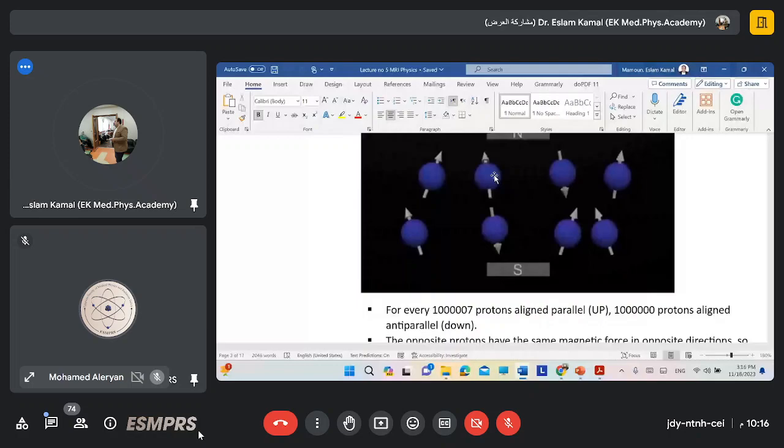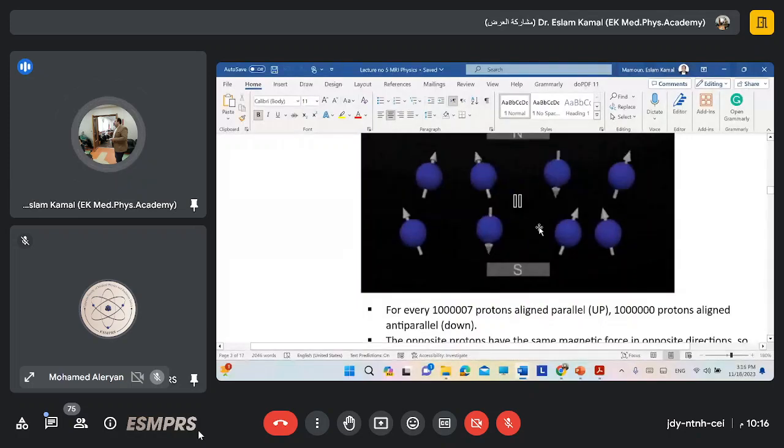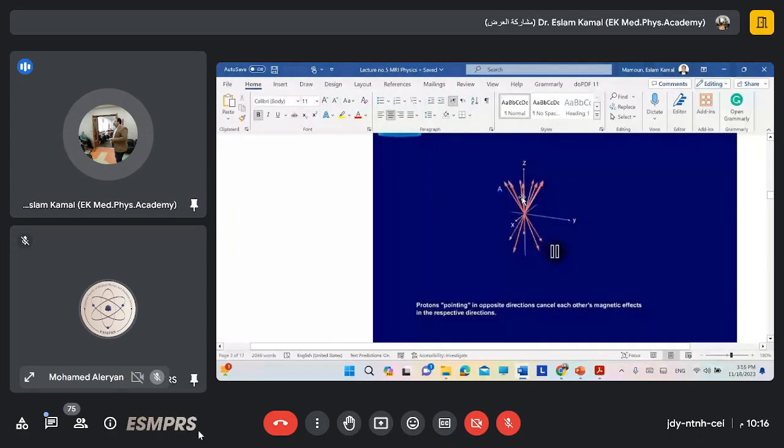So all protons now aligned with the external magnetic field. As you can see here, each proton is now represented by this red arrow. So you will find one proton aligned up and another proton aligned down. Each proton aligned up will cancel another proton aligned down. So the net result is a net number of protons aligned up with the direction of the external magnetic field.